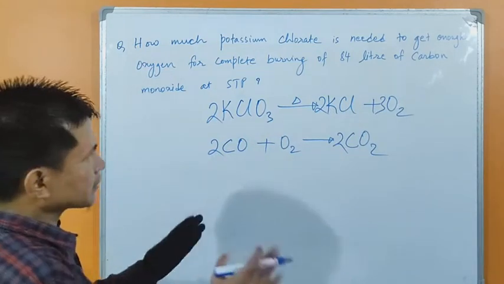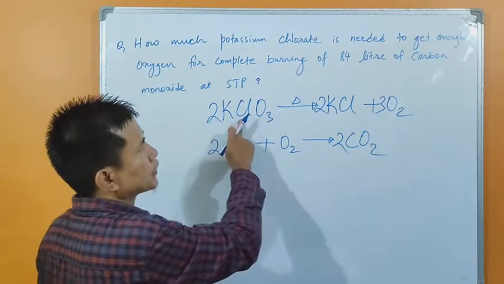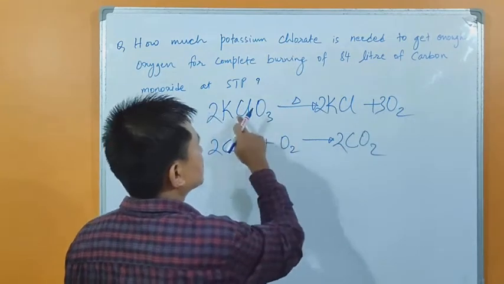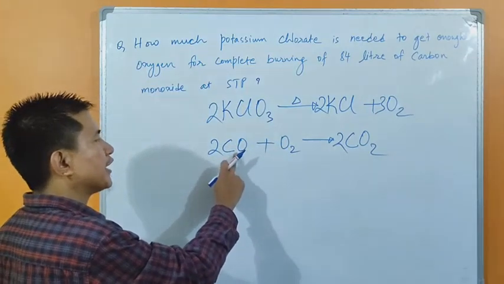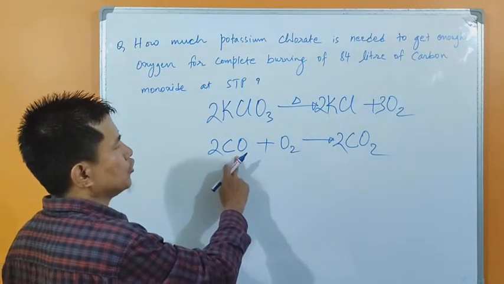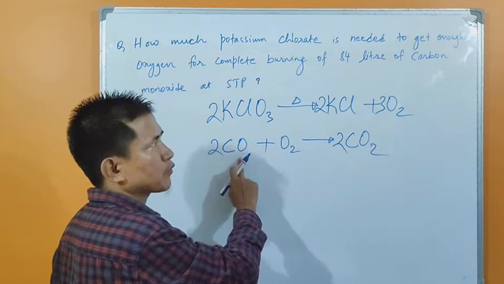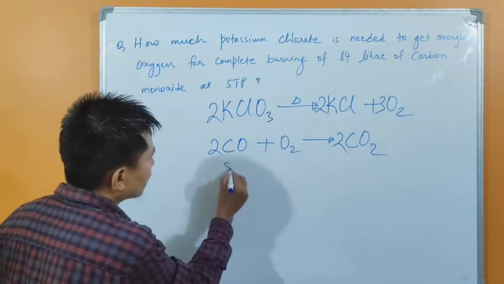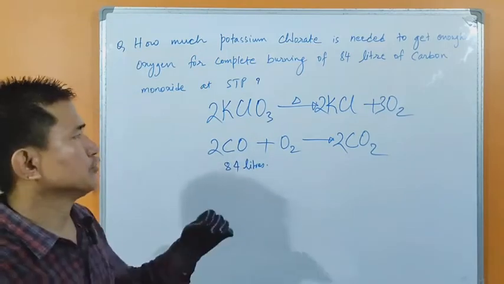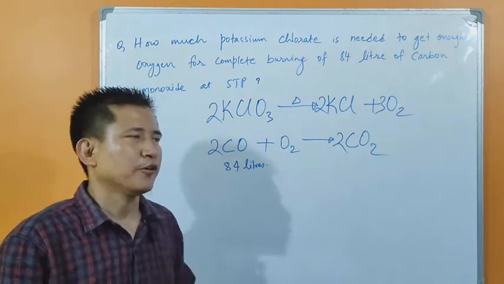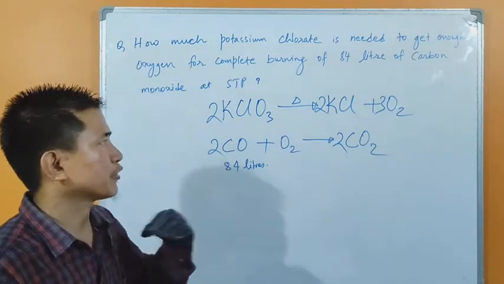Now, let us understand the question again. How much potassium chlorate is required to produce enough oxygen? This oxygen is produced from heating potassium chlorate. Now, that oxygen is required to burn 84 liters of carbon monoxide gas. Okay, that is the question. We are provided with 84 liters of carbon monoxide gas, and let me give a brief vision of the question and the steps that we will proceed with.